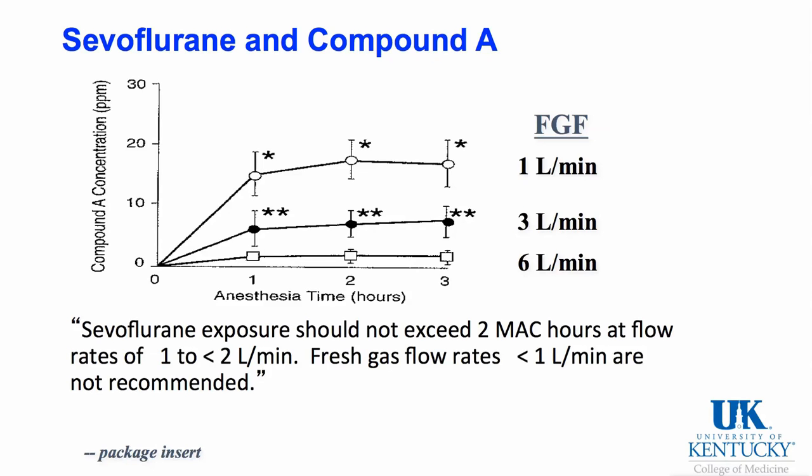And you can see here that if your fresh gas flow was increased from relatively low fresh gas flows of 1 liter per minute up to higher gas flows of 6 liters per minute, compound A concentrations that could be measured in the patient were much, much lower. Actually, it was being removed from the circle system. So there was an FDA requirement for higher fresh gas flows. We usually keep it at 2 liters or more.